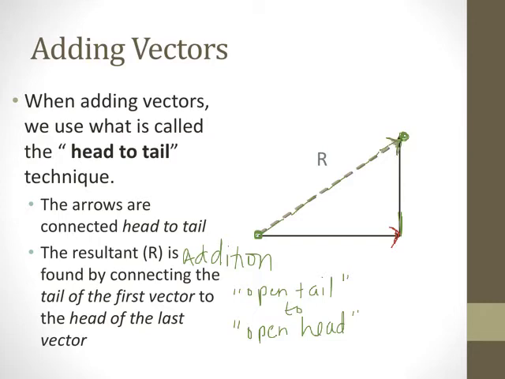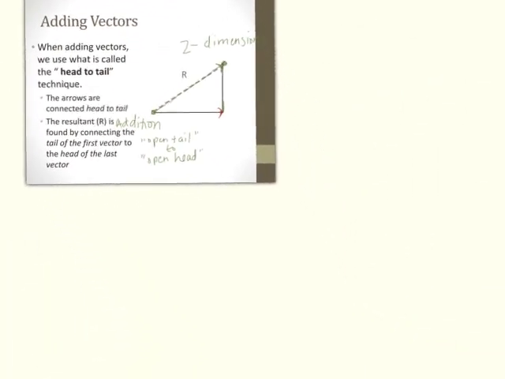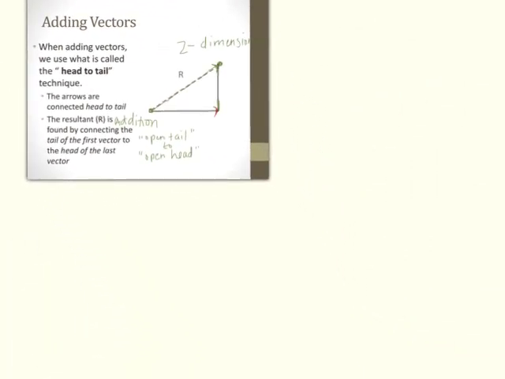Now, I included this picture because it was easier to see what was going on, and the resultant is clearly a little different. For right now, this would be called 2 dimensions, and we'll get into this in more detail in chapter 3, but right now we're going to focus on things in 1 dimension. So let's show a couple examples of adding vectors in 1 dimension. 1 dimension means that they are either pointing in the same direction or pointing in exact opposite directions.